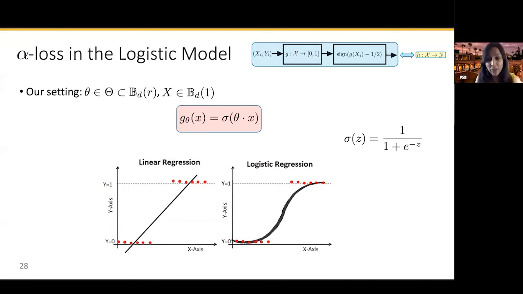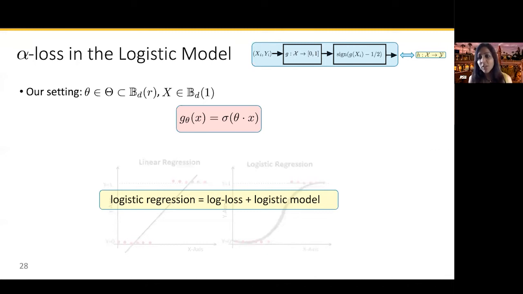Logistic regression is different from the logistic model in the following sense. Logistic regression, as used in machine learning parlance, is where you take the logistic model and you apply log loss as the loss function. And that's not what we're going to do. We're going to take the logistic model and apply the entire family of alpha loss functions.